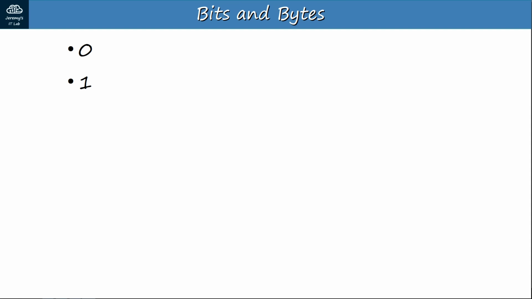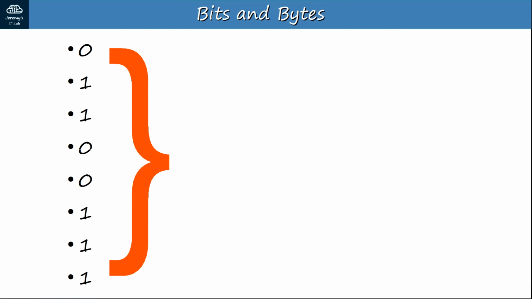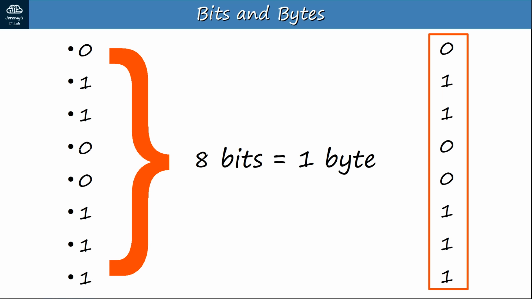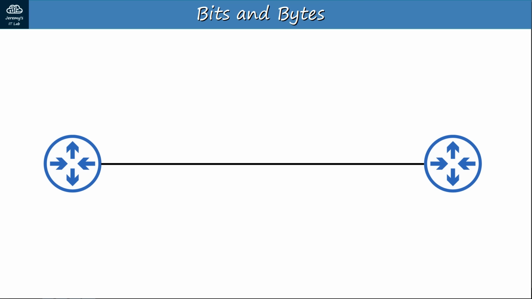So that's a bit. What's a byte? Here we have a series of 8 bits. 8 bits is equal to 1 byte. Now, speed is measured in bits per second. Imagine a byte, 8 bits, of data being sent along a wire. It reaches the neighboring device 1 bit at a time like this. It doesn't operate 1 byte at a time like this.